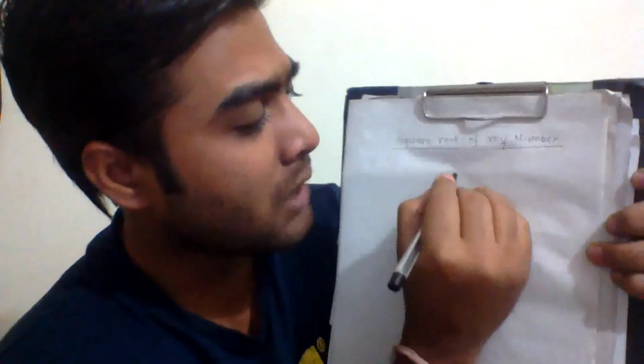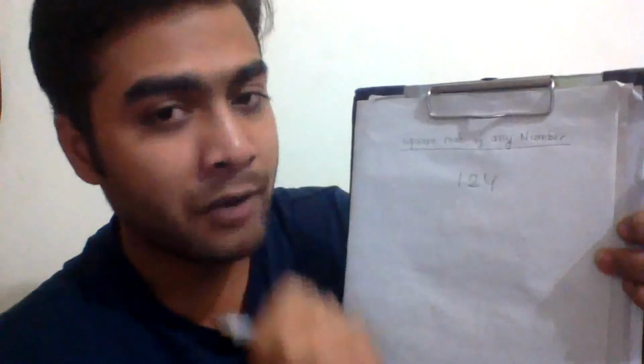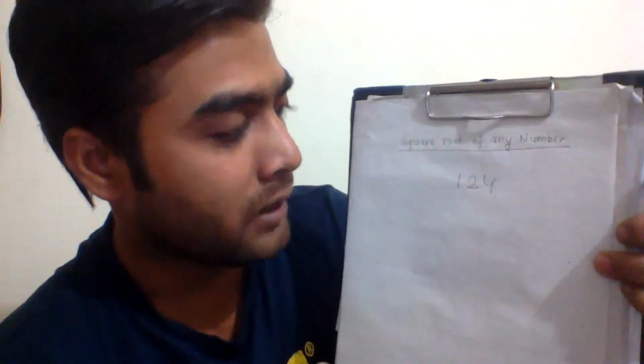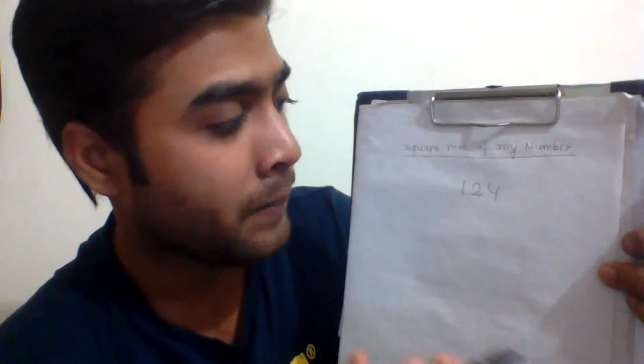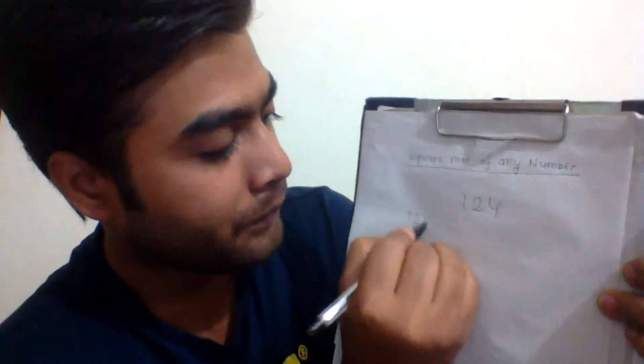So look, I have to find the square root of any number over here. Let's take an example. Suppose I am taking 124. First of all, I'll find the prime factors. I can find them using the prime factorization method. So what will be the prime factors?